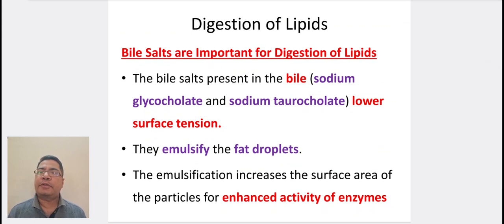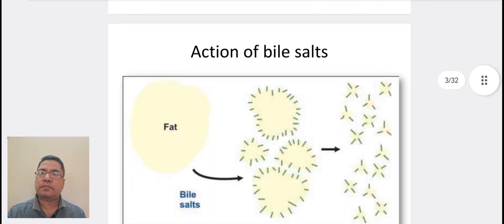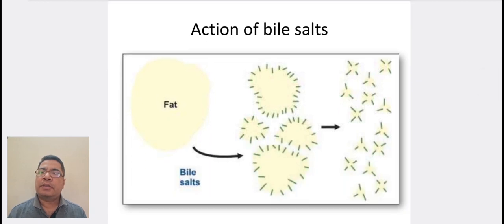Digestion of lipids. Bile salts are important for digestion of lipids. The bile salts present in the bile, that is sodium glycocholate and sodium taurocholate, lower the surface tension. They emulsify the fat droplets. The emulsification increases the surface area of the particles for enhanced activity of the enzymes. In this diagram, we can see that bile salts emulsify the fat.